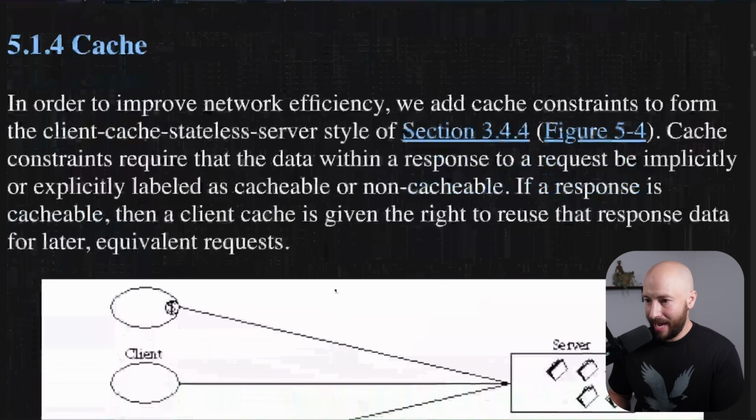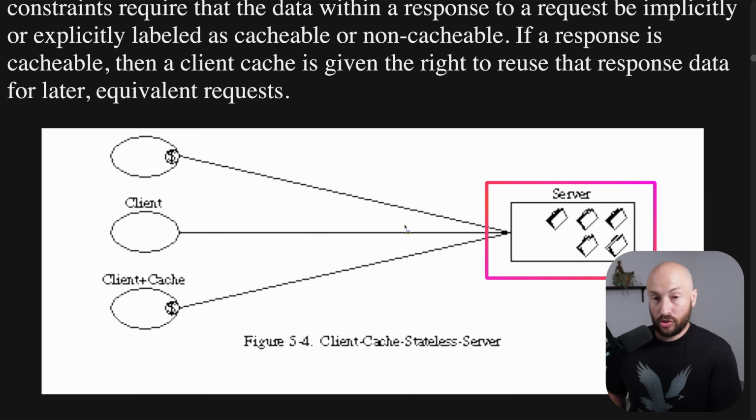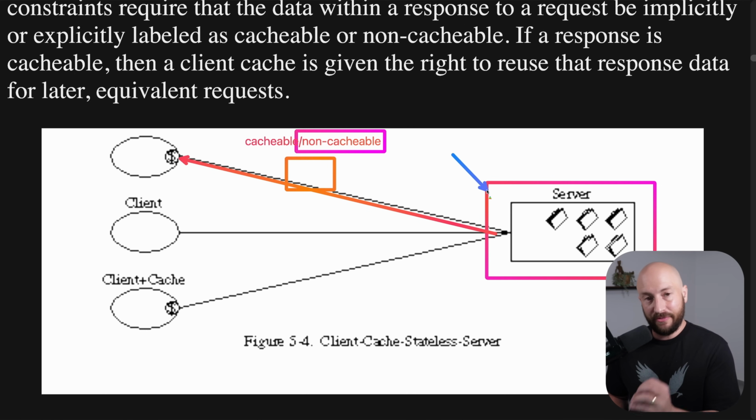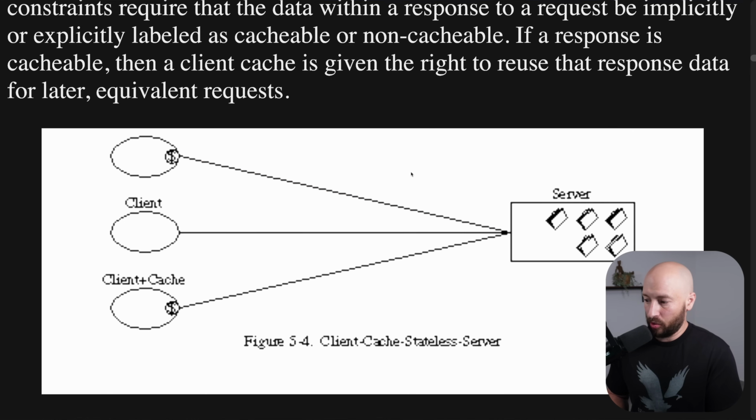Next, we have cache. Cache is the constraint in which the server, when it returns a response to the client, has to specify as part of the response if it's cacheable or non-cacheable. So pretty straightforward, if it's cacheable, then you can cache the response. And if it's non-cacheable, then you can't cache the response. But this constraint says the server must explicitly label the response as cacheable or not cacheable.